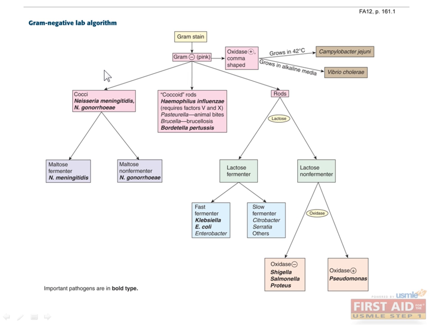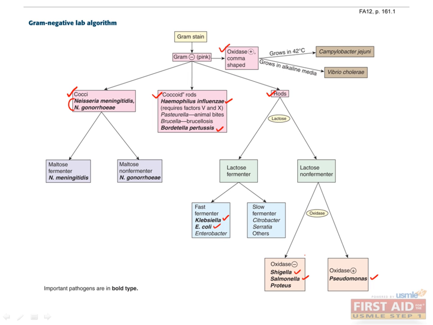There are four main shapes that gram-negative organisms can take: cocci, coccoid rods, a mix between circular and rod shape, rods, and comma-shaped organisms. Of the cocci organisms, you thankfully only need to know two species of bacteria which are within the same genus: Neisseria meningitidis and Neisseria gonorrhea. Within the coccoid rods, focus on Haemophilus influenzae and Bordetella pertussis. Within the rods, let's focus mostly on these organisms: Klebsiella, E. coli, Shigella, Salmonella, and Pseudomonas.